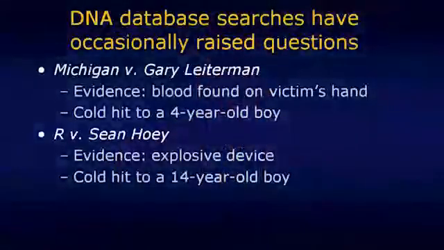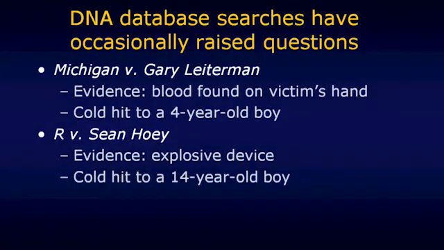This is one that comes from the United Kingdom. R is short for Regina here. The defendant's name was Sean Hoey. It's sometimes known within the public as the Omagh bomb trial. You can do a Google search if you like and find out more about the details of this particular case. It too is about 5 or 6 years old. During the course of the investigation, DNA tests were performed on some explosive devices that had been used by members of the IRA, and a DNA profile match was found in a database that was connected to one of those explosive devices. But again, similarly to what we saw in Michigan versus Leiterman, in this particular case, the individual who matched in the United Kingdom was a 14-year-old boy who lived very far away across the Irish Sea on a completely different island, and by all accounts could have had nothing at all to do with the construction of this explosive device. So again, how do we explain this? What does that mean?